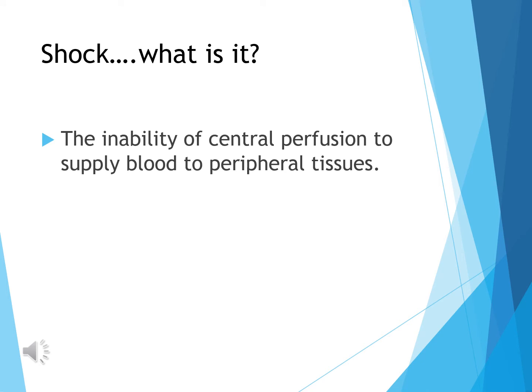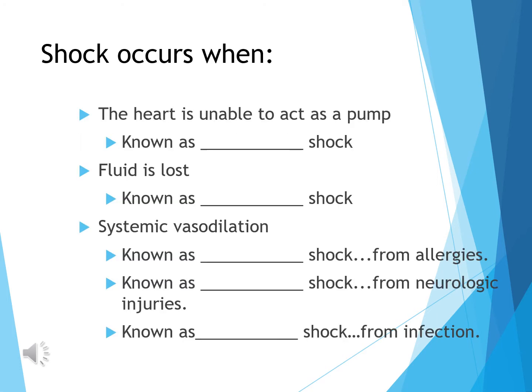So what is shock? It is the inability of central perfusion to supply blood to peripheral tissues. Shock occurs when the heart is unable to act as a pump. That's known as cardiogenic shock. Fluid is lost, known as hypovolemic shock. Systemic vasodilation occurs, which, if it's from allergies, is known as anaphylactic shock. If it's from neurological injuries, it's known as neurogenic shock. Or if it's from a severe infection, it would be called septic shock.